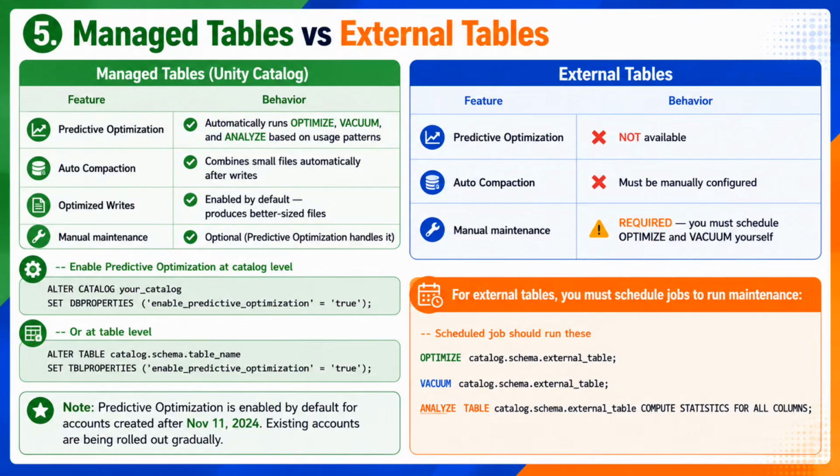So the key takeaway is this. With managed tables, Databricks can automate much of the optimization and maintenance. With external tables, you have more responsibility for scheduling and managing these maintenance operations yourself. Therefore, when choosing between managed and external tables, consider not only where your data is stored, but also how much maintenance and optimization you want Databricks to manage automatically.